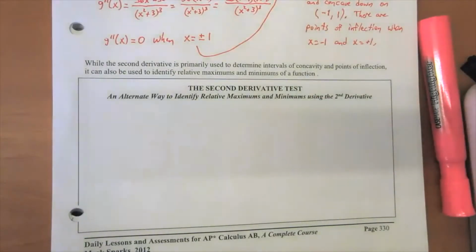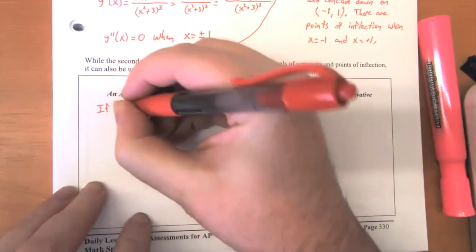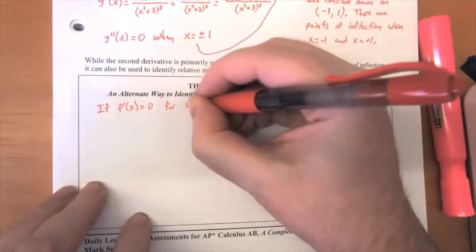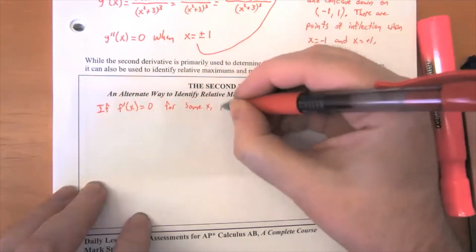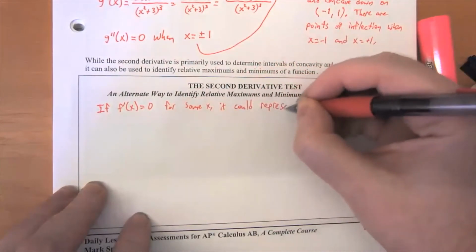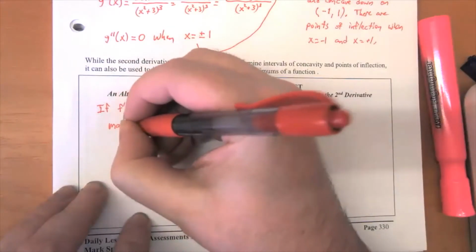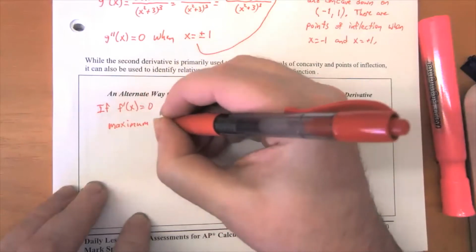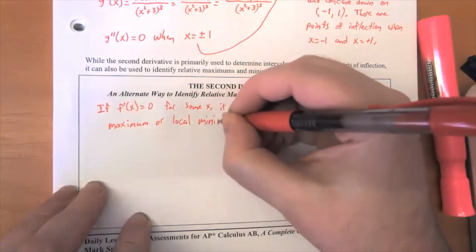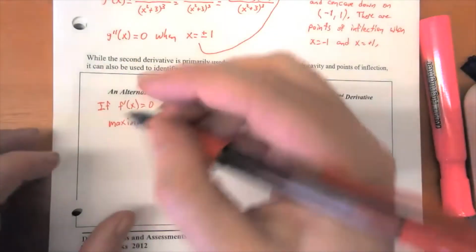So the second derivative test says, we start off the same way we did before. So if f prime of x is equal to 0 for some x, it could represent a local maximum or a local minimum. And not surprisingly, we're going to use the second derivative to use the second derivative test.